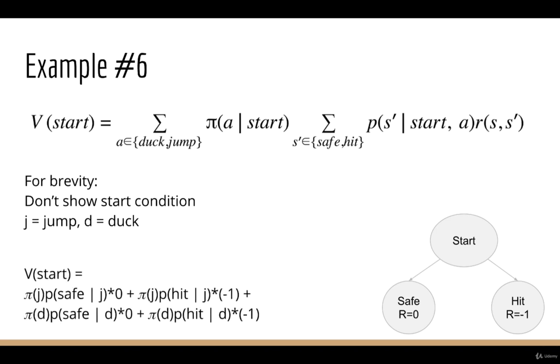The first 2 are if we decide to jump. We're either safe and we get 0 reward, or we get hit and we get a reward of -1. The next 2 are if we decide to duck. We're either safe and we get a reward of 0, or we get hit and we get a reward of -1. I'm not going to bother plugging in the numbers here, since the main point of this exercise is how to set up the problem, but you're welcome to do that as an exercise if you want.